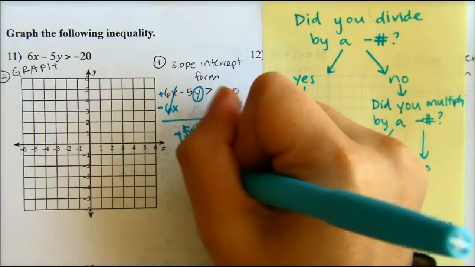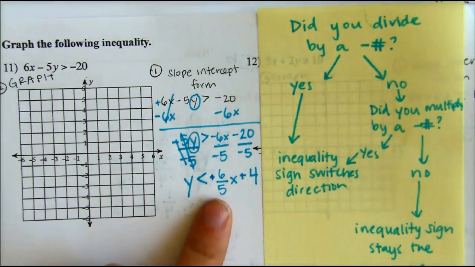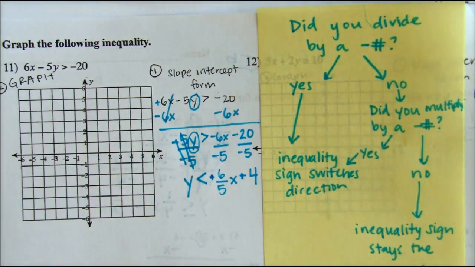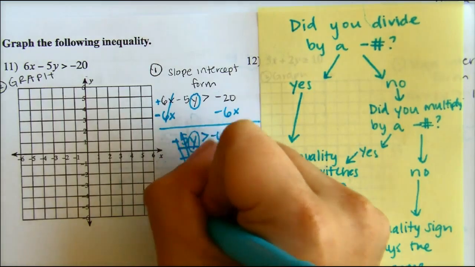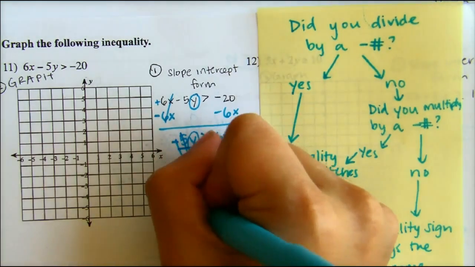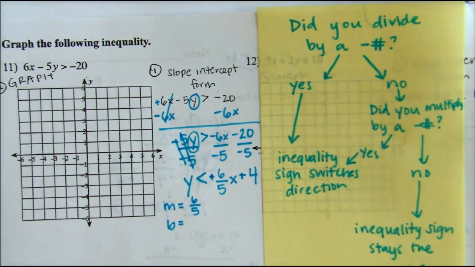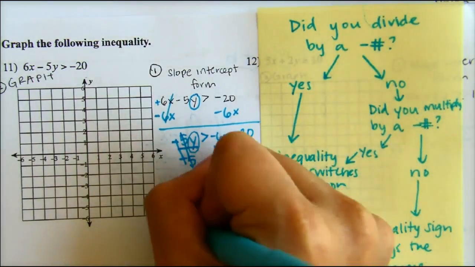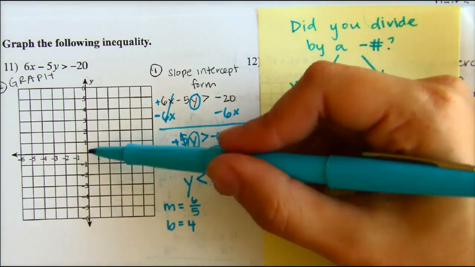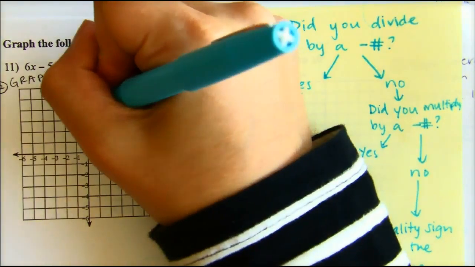Okay, so I just did my first step. I got my inequality into slope-intercept form. Next, I'm going to graph it. So to do that, I'm going to find first my slope and my y-intercept. In this case, my slope is the 6 over 5, and my y-intercept is 4. So I'm going to plot some points, starting with my y-intercept. I'm going to go up 4 and plot a point.